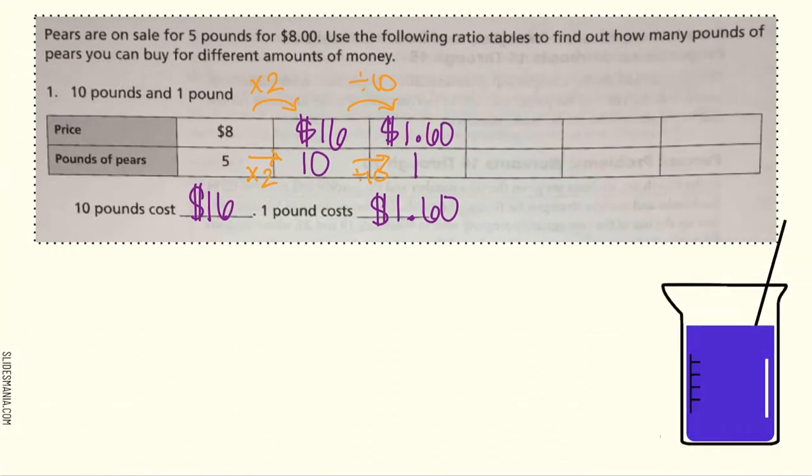All right, welcome back, you guys. Notice I filled out my ratio table with my thinking. So I knew that if $8 gave me 5 pounds, then I could double that or multiply it by a factor of 2, so that 10 pounds would cost me $16. Well, now that I knew the price of 10 pounds, I could very easily divide by 10 to find the cost for 1 pound. So 10 divided by 10 is a value of 1, because anything divided by itself is 1. And then $16 divided by 10 gave me $1.60.